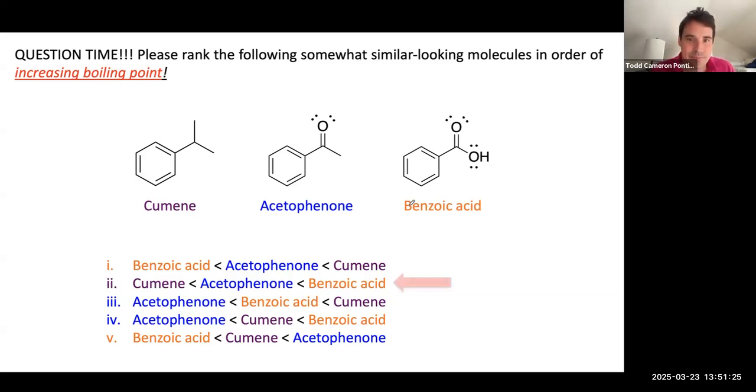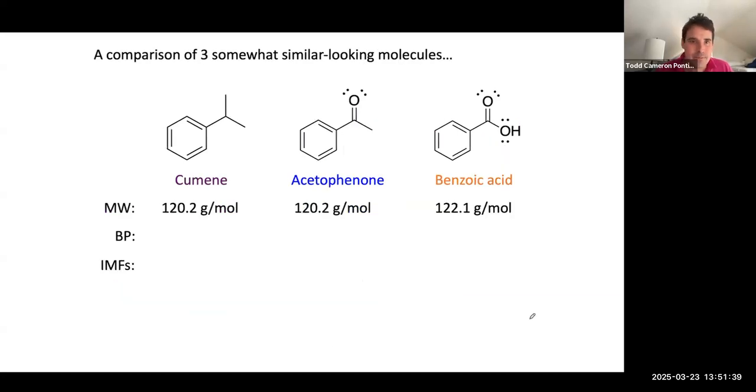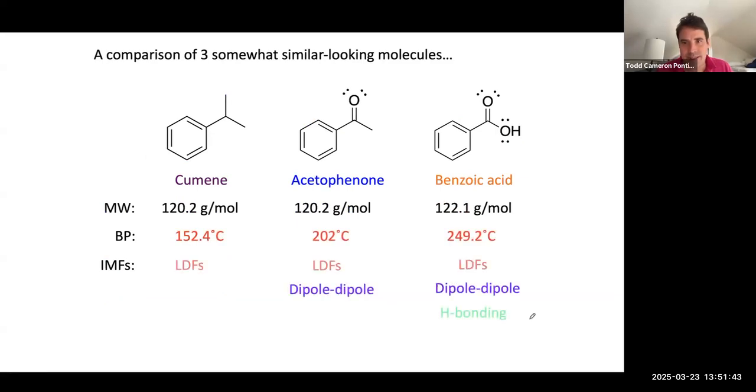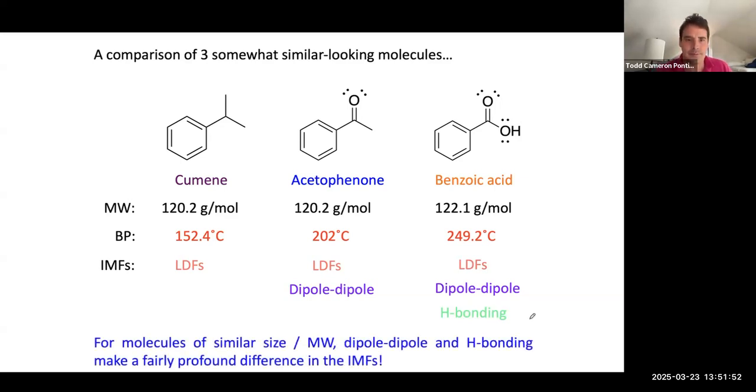Let's see how we did. Cumene is going to be the least, then acetophenone because it has a dipole in it, and then benzoic acid, which brings into play hydrogen bonding, is going to be the greatest. Cool. And if you're curious, this is the breakdown of their melting points and boiling points. Again, very similar molecular weights, but very different intermolecular forces.